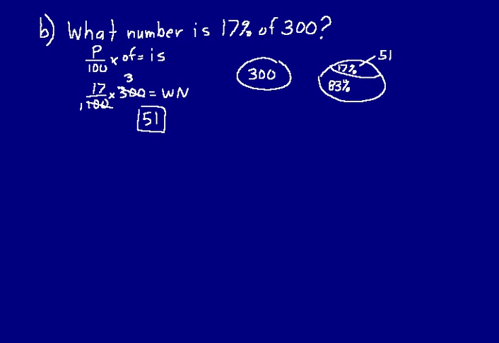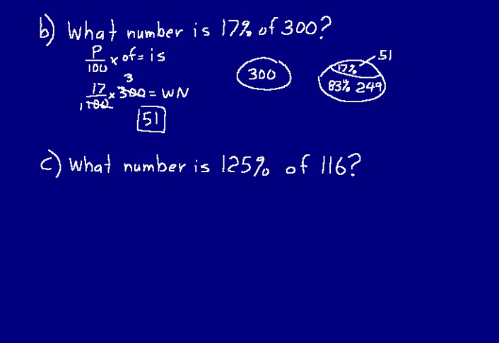And so that would be that part of that fraction diagram or percent diagram. The other 83% is 249. And we add those up, and that's the total of 300.